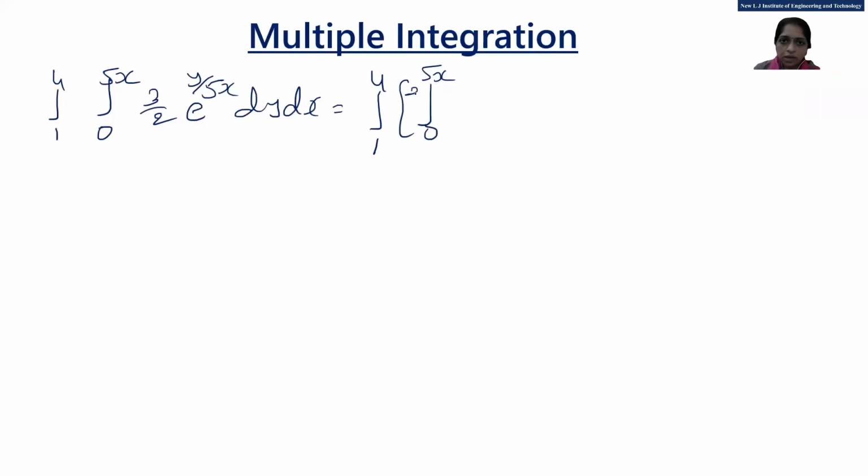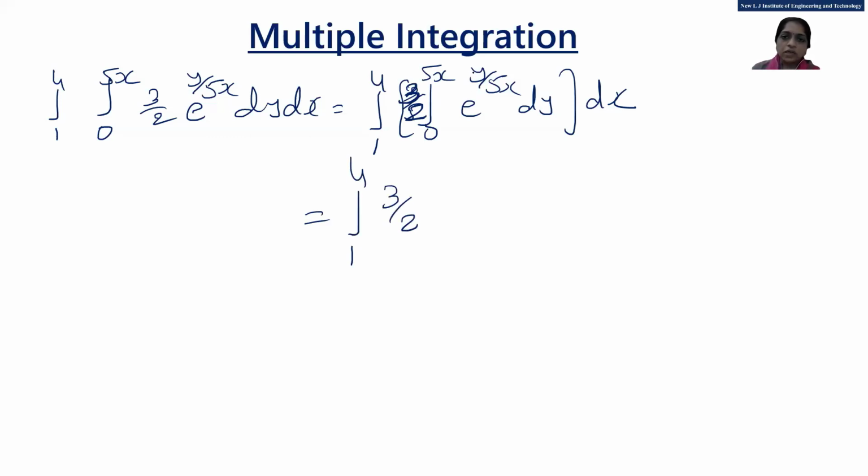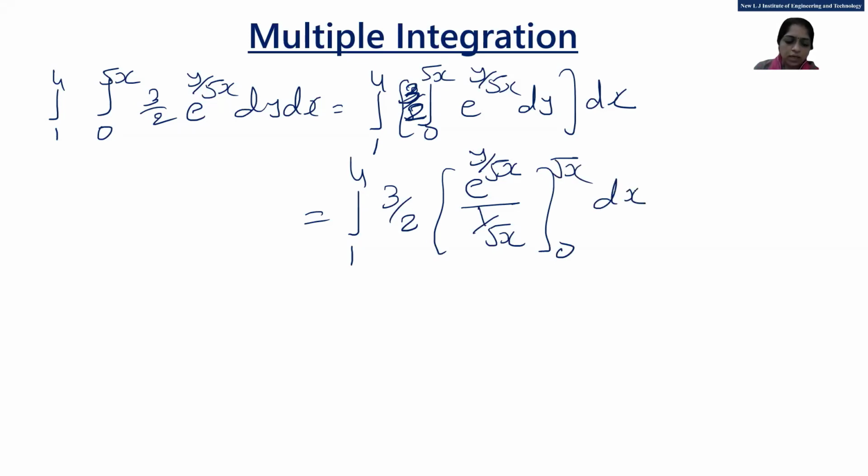You may also write 3/2 out of the integral, and here just e raised to y upon root x dy into dx. So 1 to 4, 3/2. The integration of e raised to y upon root x is exponential, so e raised to y upon root x stays the same. After applying the chain rule, the derivative of y upon root x is 1 upon root x. So upon 1 upon root x, and the limits are 0 to root x into dx.